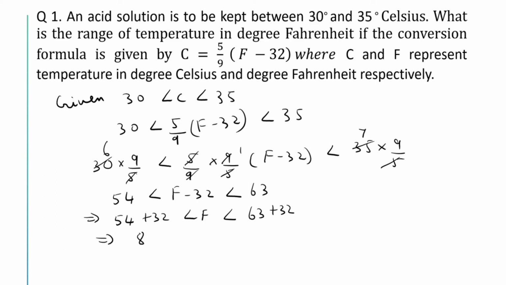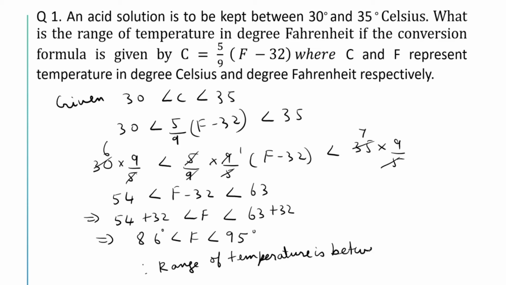or 86 less than F less than 95. So the range of temperature in degree Fahrenheit is between 86 and 95 degree F. Therefore, the range of temperature is between 86 degree Fahrenheit and 95 degree Fahrenheit.